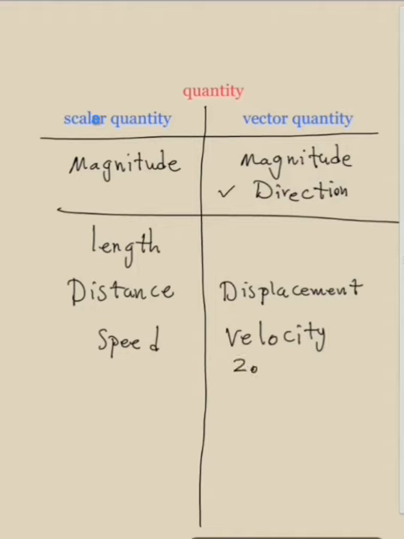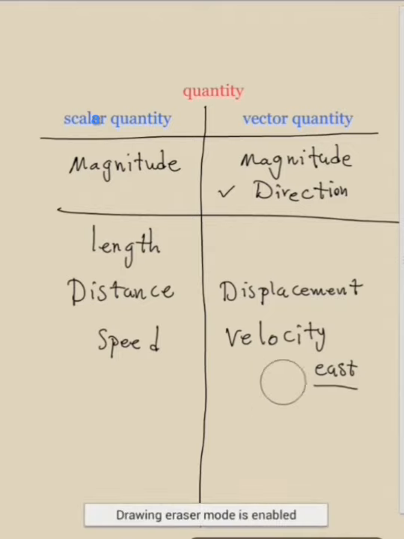We said 20 kilometers per hour, for example, east. This is magnitude and this is direction. So we were able to apply both direction and magnitude to velocity. So velocity is a vector quantity.